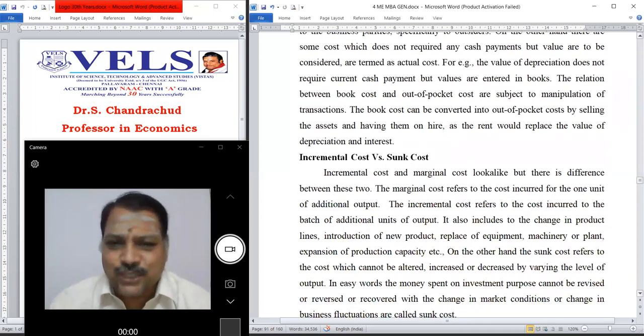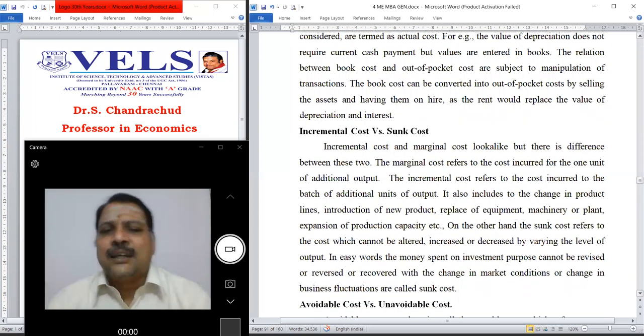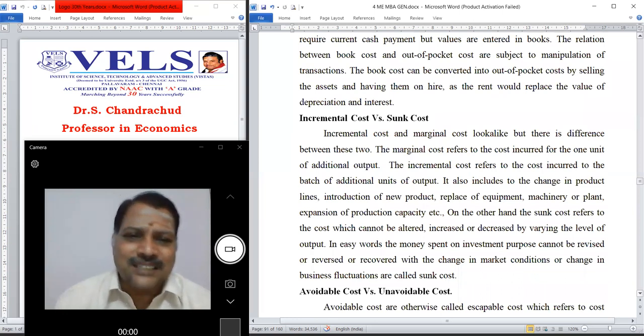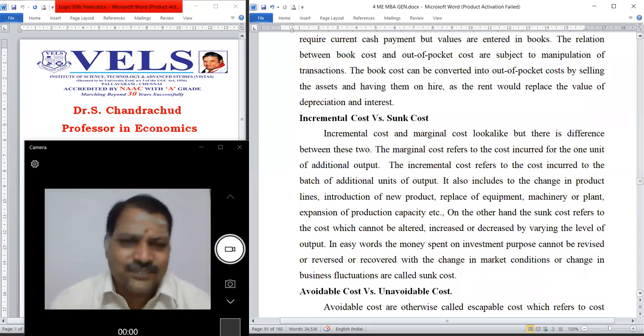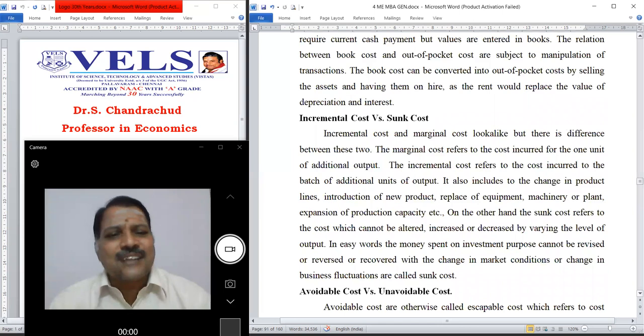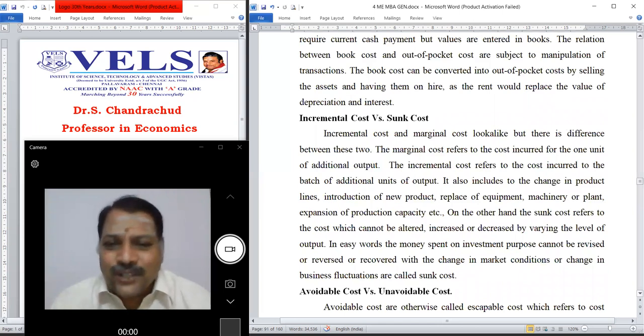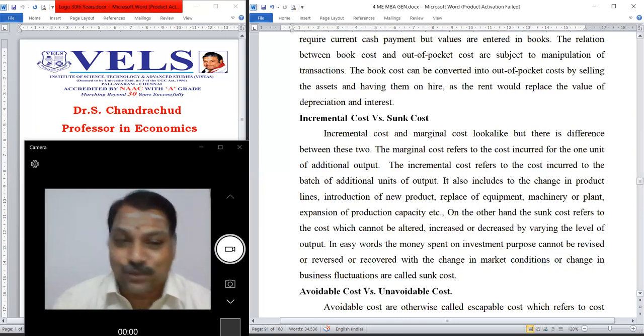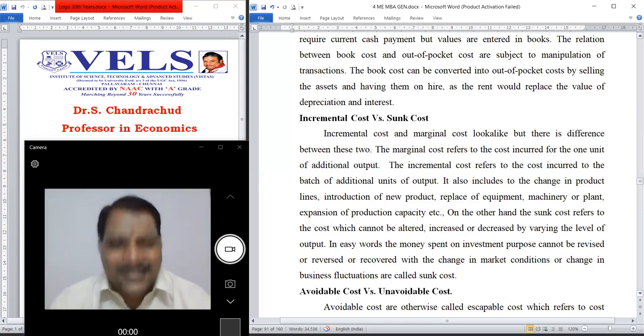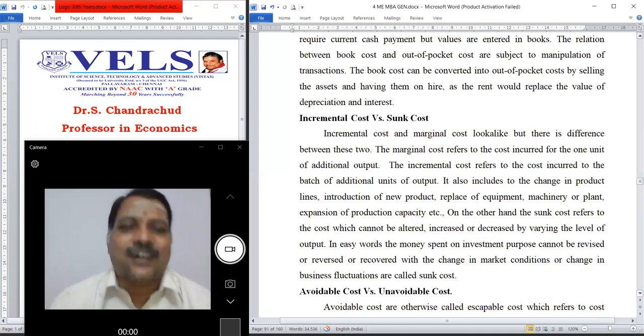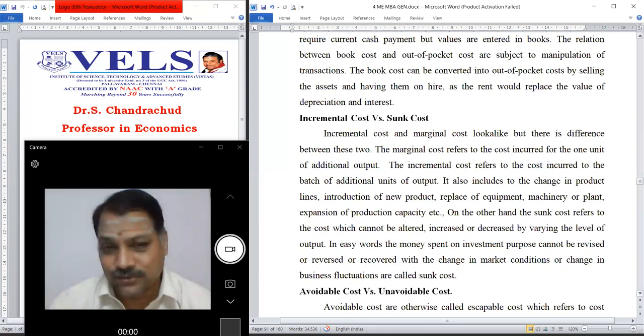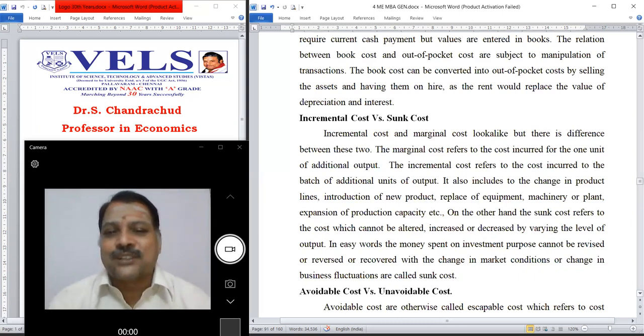Let's move to the next one: incremental cost versus sunk cost. Incremental cost and marginal cost look alike, but there is a difference between the two. Marginal cost refers to the cost incurred for one unit of additional output, but incremental cost refers to the cost incurred for a batch of additional units of output. I will repeat again: marginal cost refers to the cost incurred for one additional output, but incremental cost refers to the cost incurred for the batch of additional units of output.